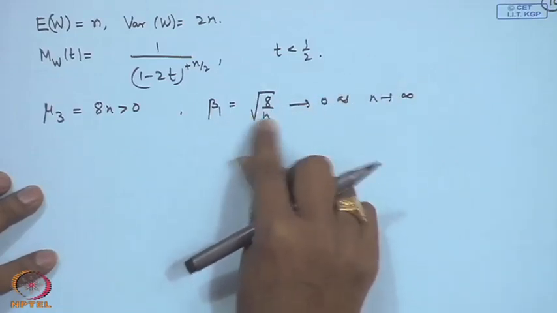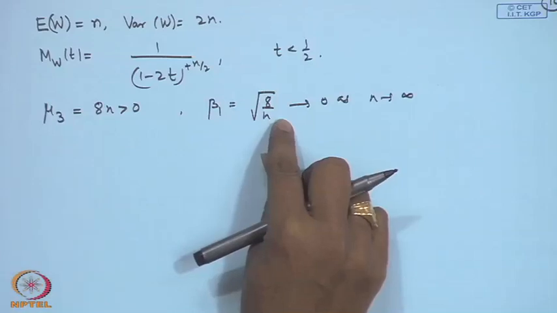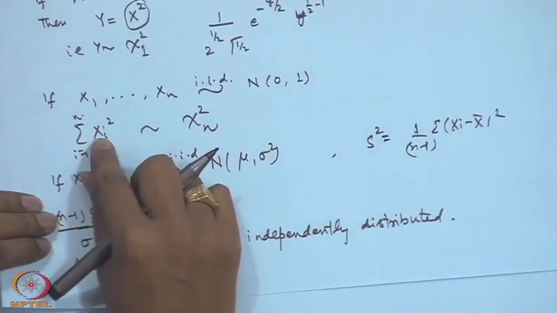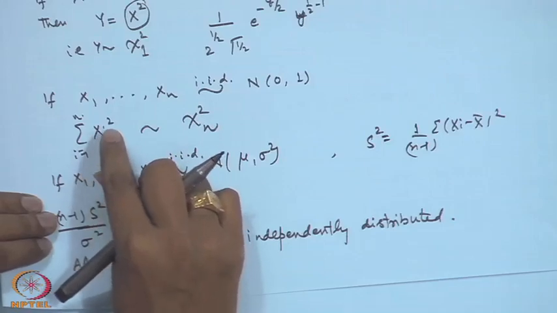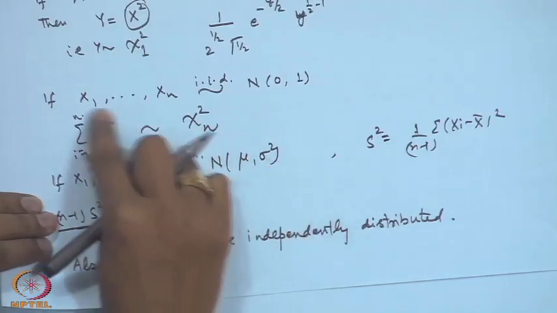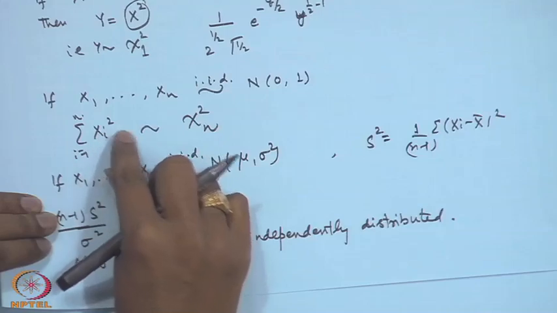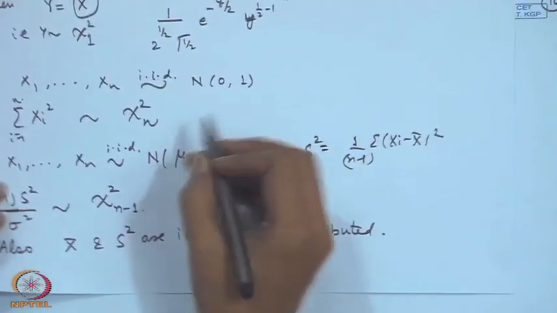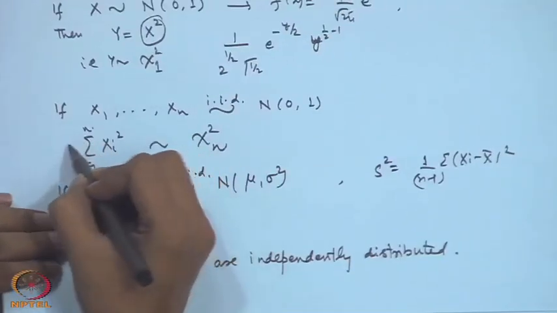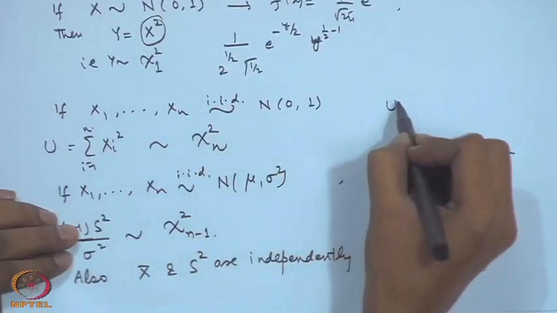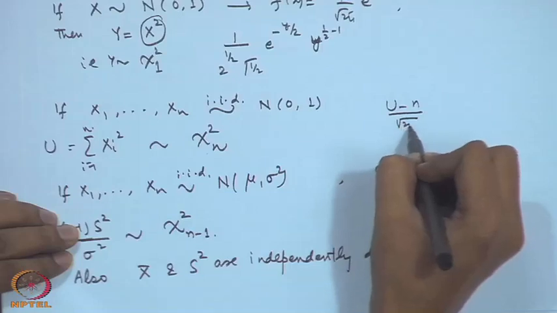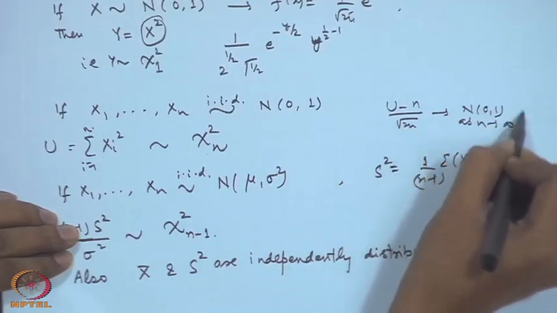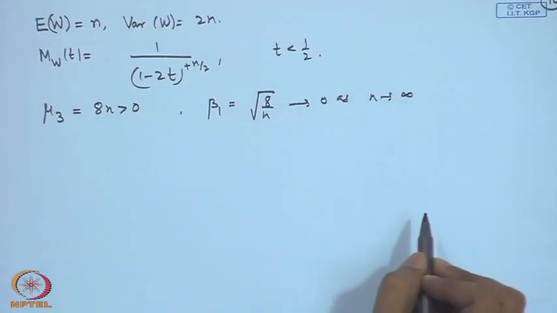That means it will converge to symmetry if n is large, which is okay, because I am obtaining chi square as the distribution of a sum here. If you look at the distribution of the sum, then by central limit theorem, as n becomes large, the distribution of sigma x i square minus n by root 2 n will converge to normal 0 1. Suppose I am calling it u, then u minus n by root 2 n will converge to normal 0 1 as n tends to infinity.